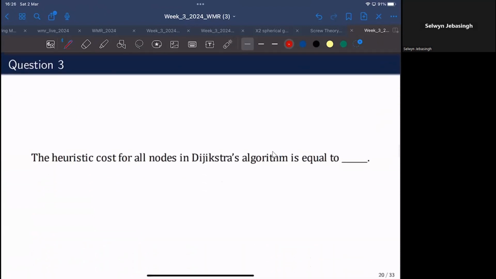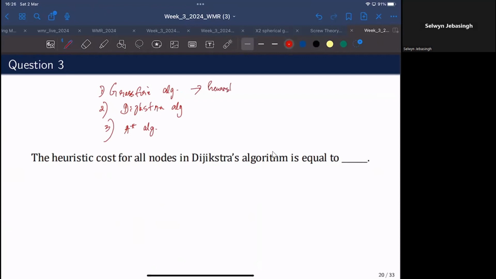Moving on to question 3. The heuristic cost for all nodes in Dijkstra algorithm is equal to what? Again, we have considered three different cases of graph search algorithms. One was the grassfire algorithm. The second was Dijkstra algorithm. The third one was the A-star algorithm. And here, in the grassfire algorithm, the heuristic cost was 0.